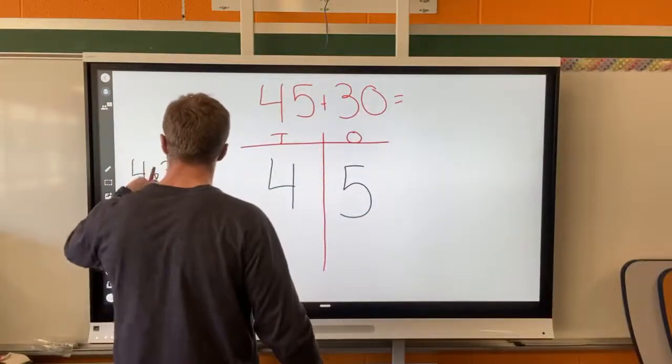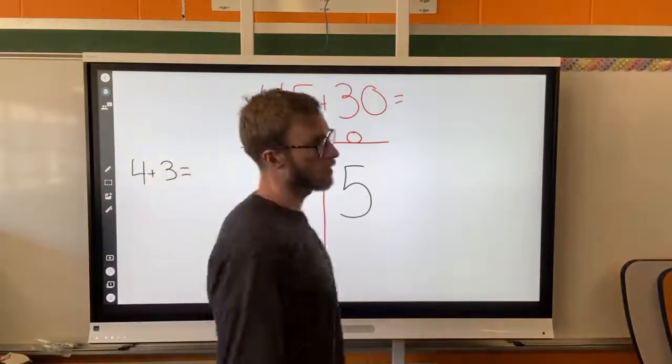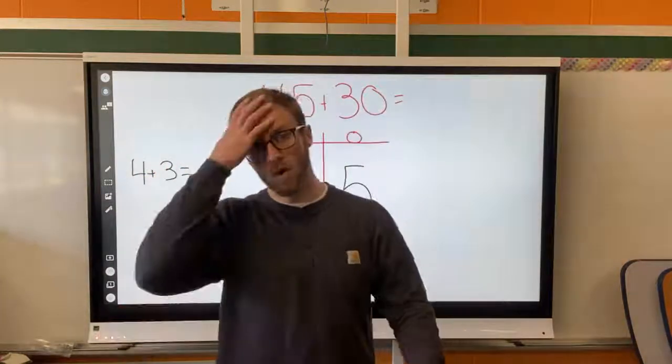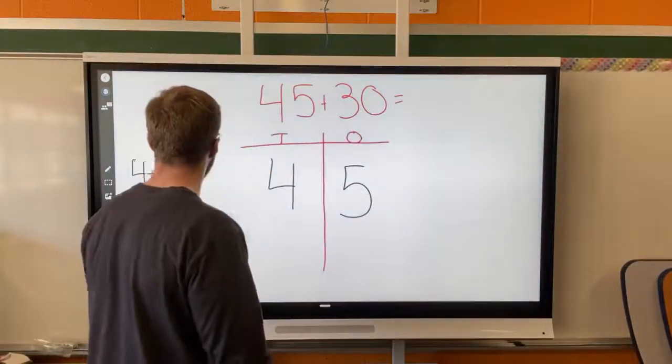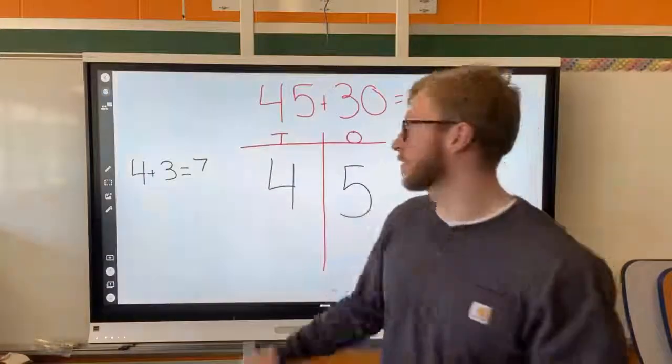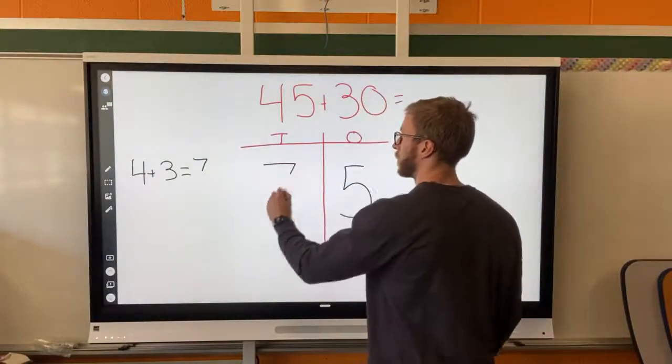We've done that. We know what 4 plus 3 is. And if we don't, let's do it real quick and count on. 4, 5, 6, 7. 4 plus 3 is 7, so 4 10s plus 3 10s is 7 10s. I need to change this 4 to a 7. Okay?